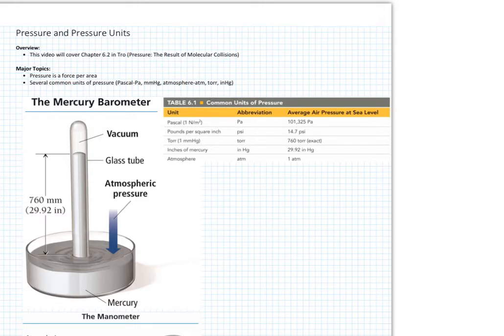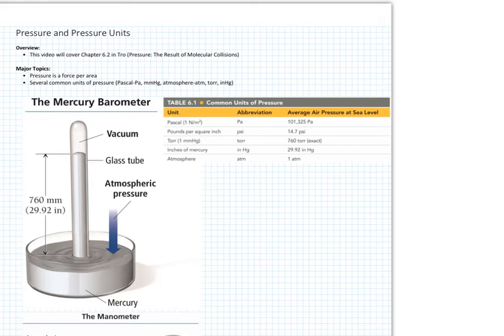Today we're going to take a look at Chapter 6.2 Intro, Pressure, the Result of Molecular Collisions. The main topic here is what pressure is and some of the most common units of pressure. There are lots of different pressure units that one could have. The major topics we're going to talk about are what pressure is, which is actually a force per area, several common pressure units, and some of the ways we use to measure them.